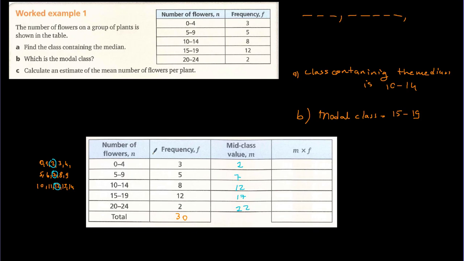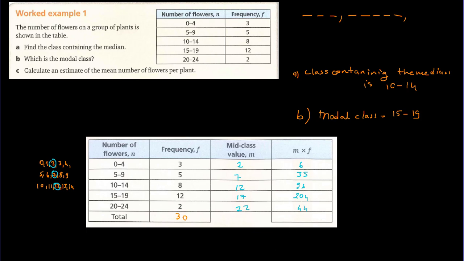If you want to find the total number of flowers, we should multiply them first. This is m times f. Here it is 2 times 3, which is equal to 6. 5 times 7, which is equal to 35. 8 times 12, which is equal to 96. 12 times 17: 17 times 10 is 170, 2 times 17 is 34, so 204. 2 times 22 is equal to 44.